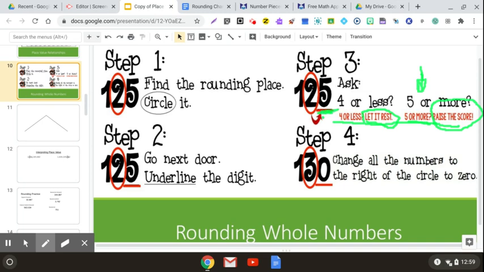So 5 is a big bossy number. He tells 2 to become 1 bigger, and so the 2 becomes a 3. And all the numbers that are underlined and behind become a 0. But like I said, that's not really how I see it sometimes.